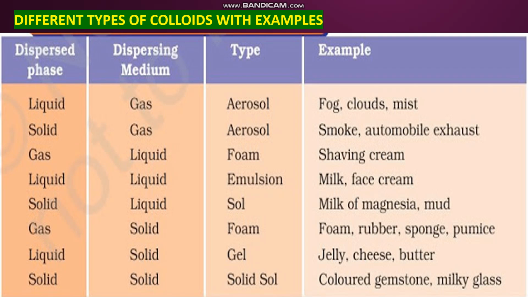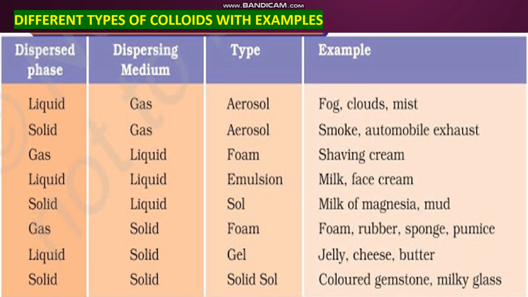Next, liquid dispersed in liquid. They are called emulsions. Examples: milk, face cream. Next, solid dispersed in liquid. That is called sol. Examples: milk of magnesia, mud. Then gas dispersed in solid. That is called foam. Examples: foam rubber, sponge, pumice.